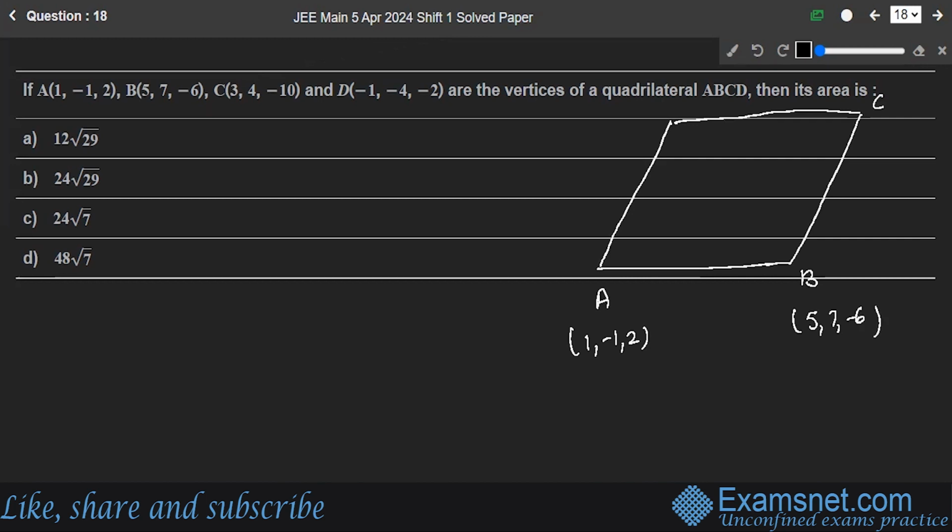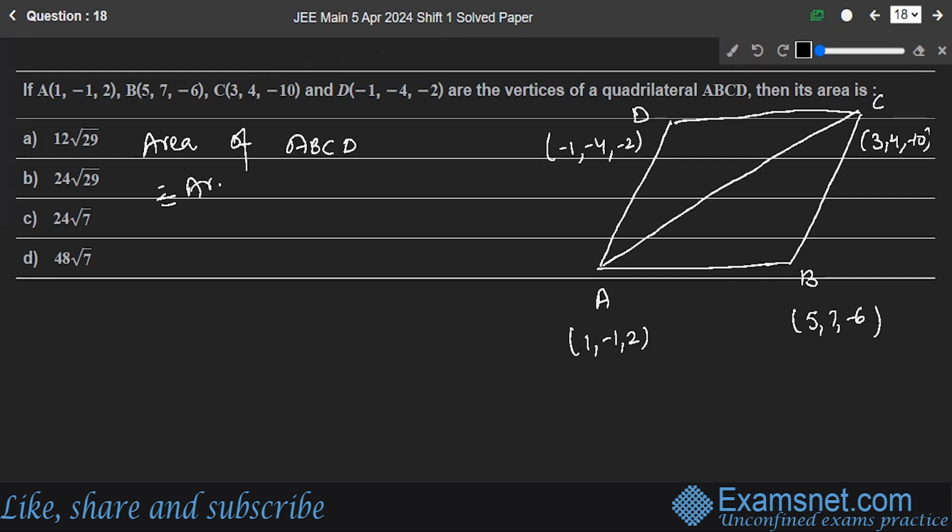And C, 3, 4, minus 10. And this is your D, minus 1, minus 4, and minus 2. Now, area of the quadrilateral ABCD will be given by, let's say this is the diagonal, area of ABCD quadrilateral is equal to area of triangle ABC plus area of triangle ADC.